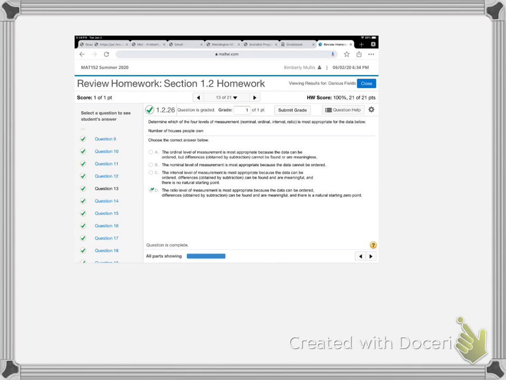Moving along, we have the number of houses that people own. Thinking about that like we did the last couple of problems, people can own no houses. They can own 1 house, 2 houses, etc. But there's no such thing as owning a negative 1 number of houses. Therefore, we are at the ratio level of measurement because there is a natural 0. You can't have any negatives. It starts at 0 and goes up from there.